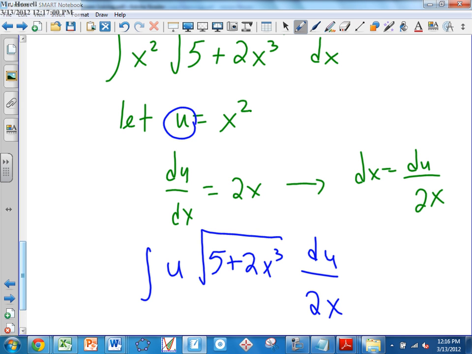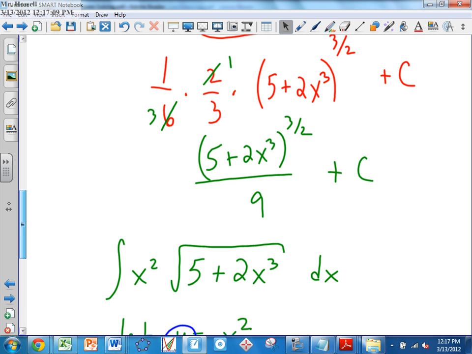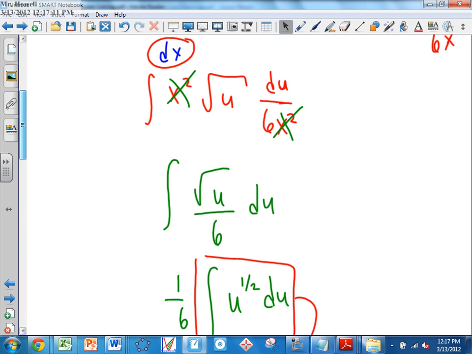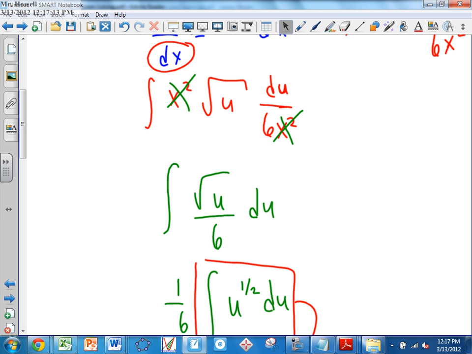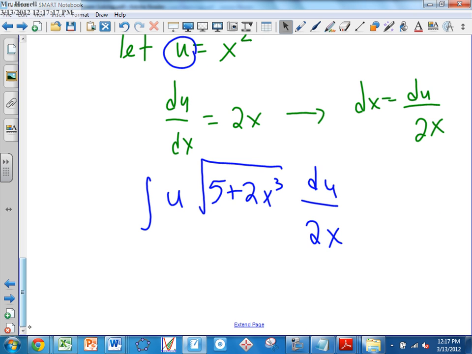If I did u substitution this way, is this going to be able to cancel? Remember last time, when we plugged in for dx, we canceled the x squared and were left with only u. But in this process, we can't just cancel stuff. So choosing u to be x squared yields this mess, because these don't cancel. I can't integrate with respect to u, and I can't think of x as a constant.